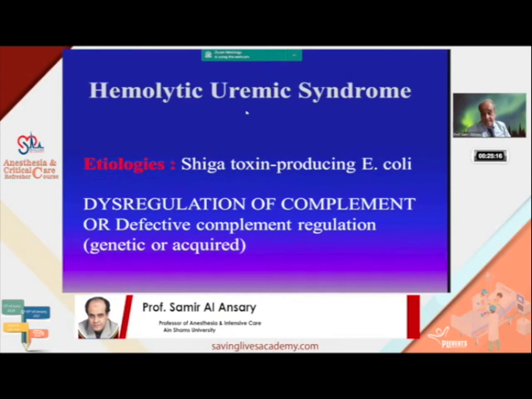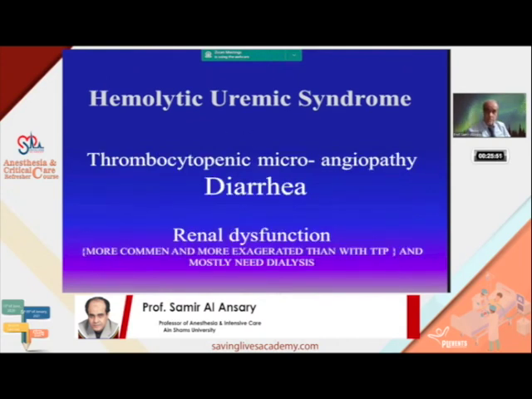hemolytic uremic syndrome is the other important disease causing thrombocytopenia in the ICU. The etiology may be due to Shiga toxin-producing E. coli, some strains of E. coli producing Shiga toxins and causing hemolytic uremic syndrome, associated with diarrhea, abdominal pain, nausea, vomiting, and so on. Or due to dysregulation of the complement or defective complement, especially complement C5 regulation, which may be genetic or acquired.